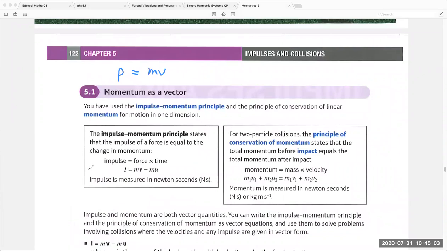And impulse, we use the symbol I or delta P. That means a change in momentum. So that is mv minus mu. And it is also equal to the net force times the change in time. Then here is for the two particle collisions. Then here is the principle of conservation of momentum.